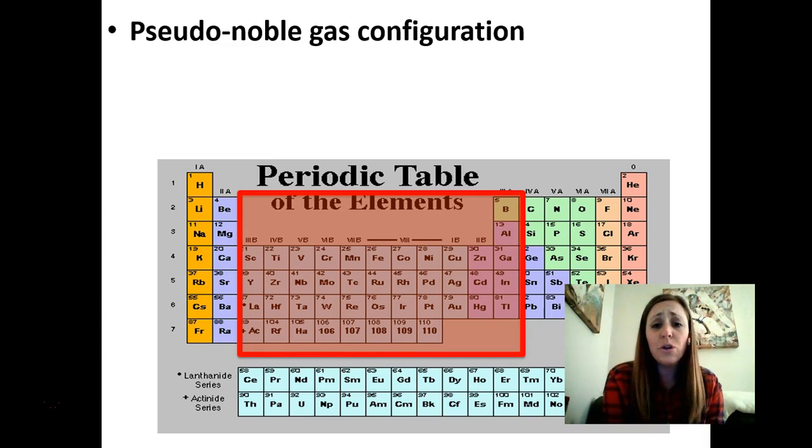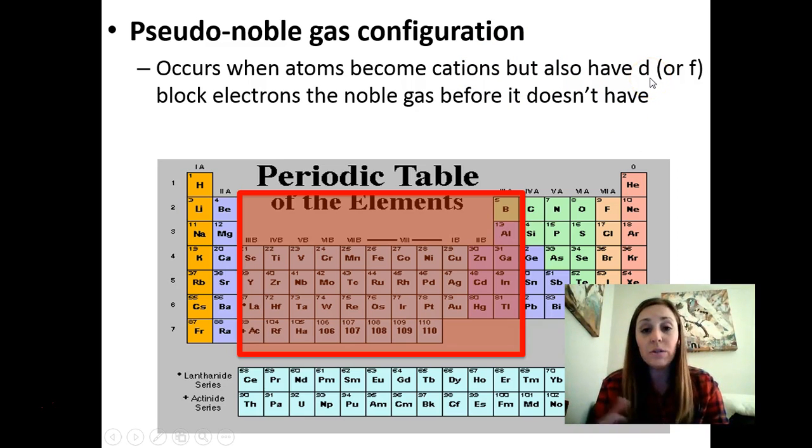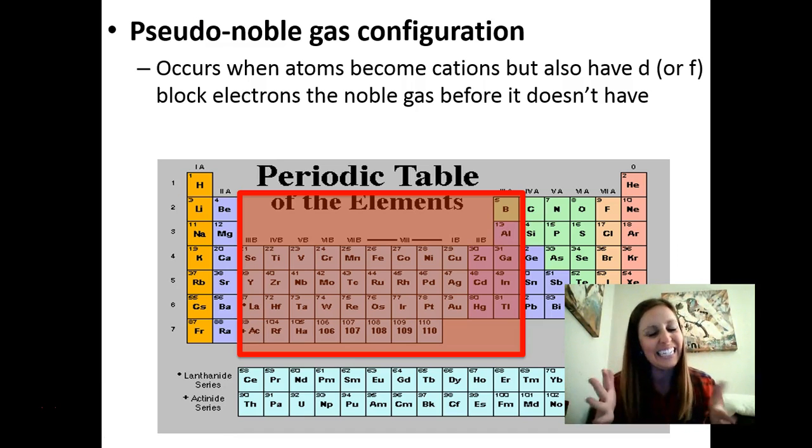There's this thing called a pseudo-noble gas electron configuration. So once you have those D electrons included, and sometimes F electrons as well, you'll notice that these will still become cations, but because they have the D or sometimes F block electrons, they'll have electrons that the noble gas before it doesn't have. So let me give you an example of what that means. I also want to identify the word pseudo means fake. So it's electrically like a noble gas, kind of. It's a fake noble gas electron configuration.